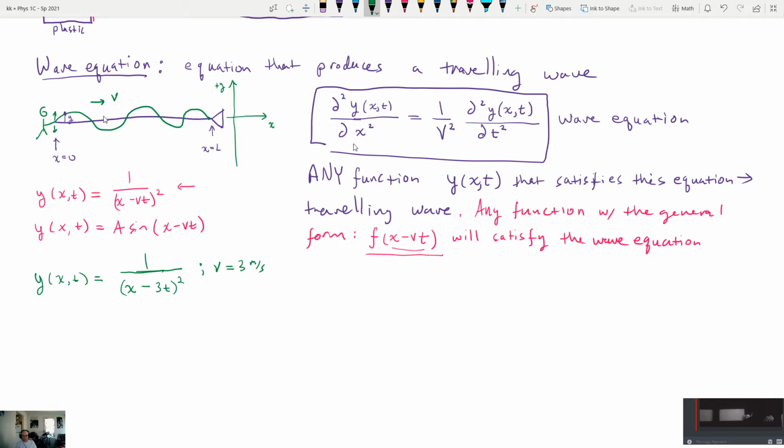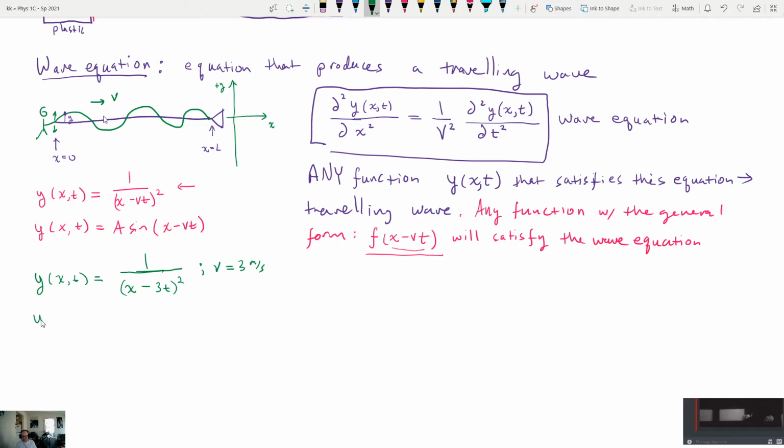Okay, so we need to prove that when we take the second spatial derivative, d2y dx2, this is going to be a partial derivative, that it's equal to the second derivative with respect to time multiplied by 1 over the velocity squared. In this case, 1 over 3 squared, which would be 9, right? So do this for me.